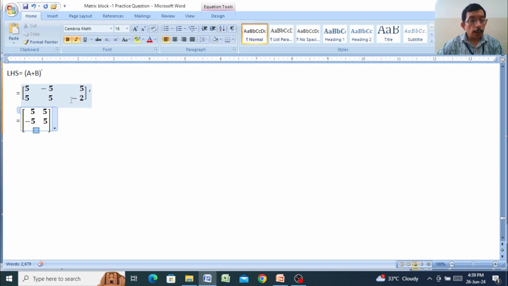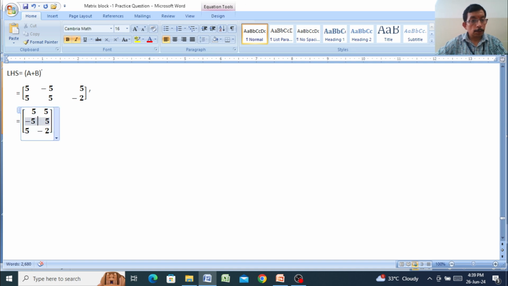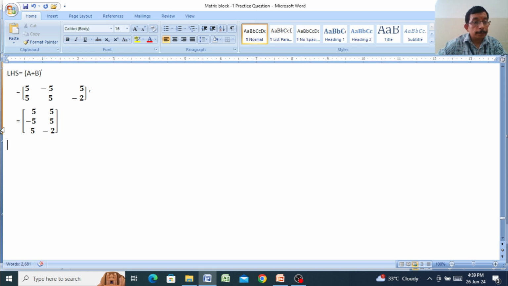Third row 5 minus 2 interchange in the third row. Third column value interchange in the third row, 5, minus 2. This is the LHS side.